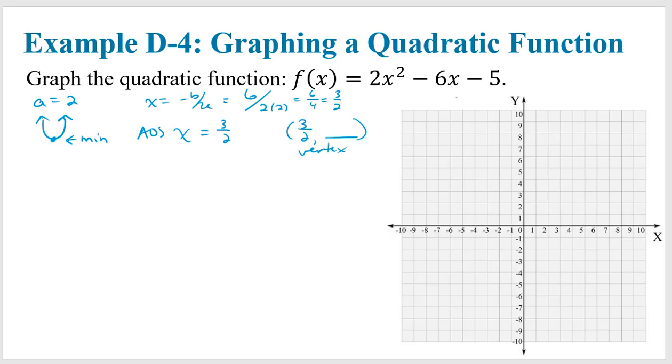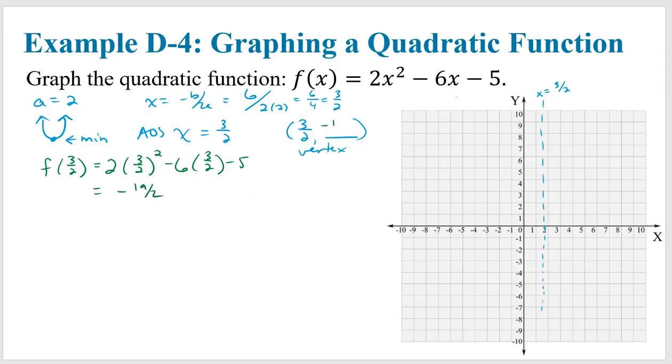All right, so I'm going to go over to my graph, and at 3/2, which is 1.5, I'm going to draw in my axis of symmetry. So that's x equals 3/2. And if I take this 3/2 and I plug it into the function, that will help me find the y value of my vertex. So I'm going to plug that in. And again, I'm just going to put this all in my calculator. And when I put it all in my calculator, I get negative 19/2. And negative 19/2 is about negative 9.5.